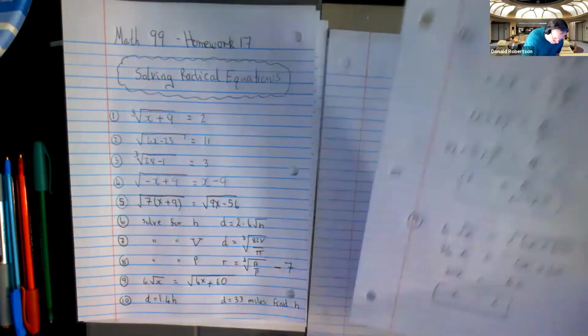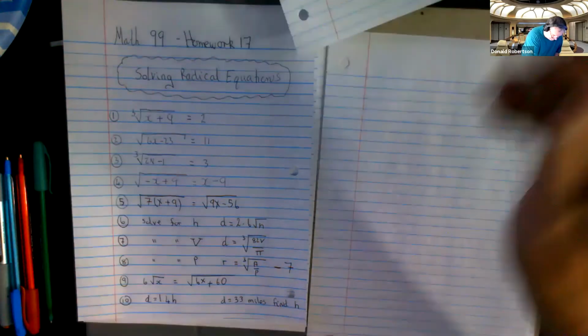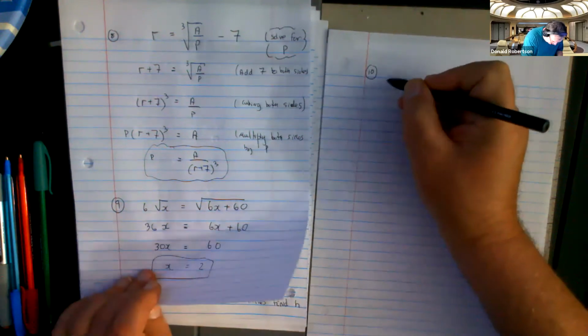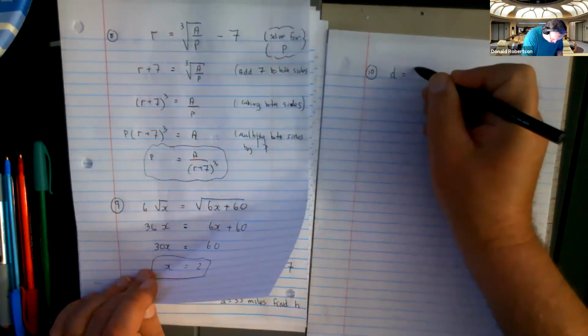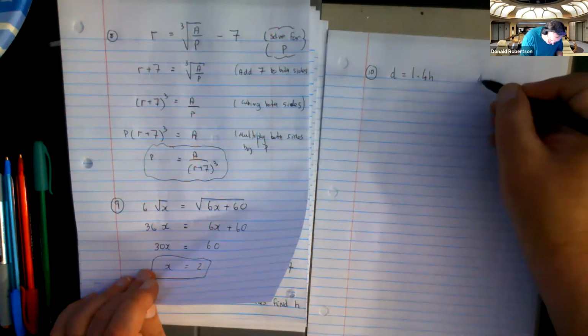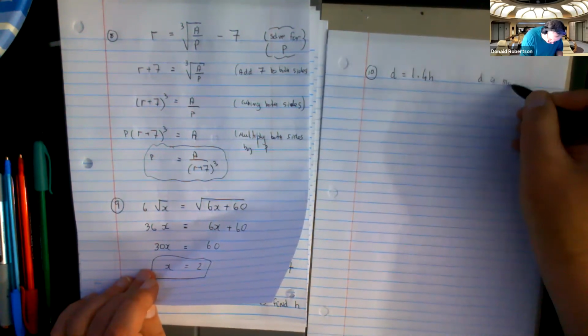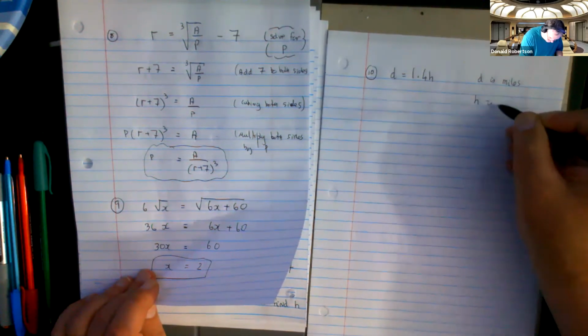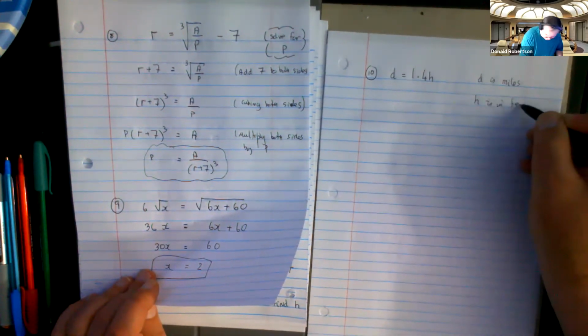I've got one more question. Here maybe. And you've got question 10. And it's d equals 1.4h. D is in miles and h is in feet. That's okay.